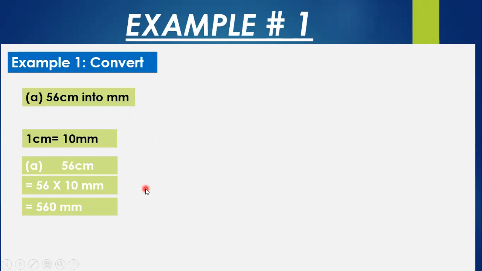Now take another example. Suppose you have the value 6.78 kilometer into meter, so you have to change kilometer into meter. Again, the bigger unit is converted into a smaller unit, so you have to multiply. And remember, 1 kilometer has how many meters?